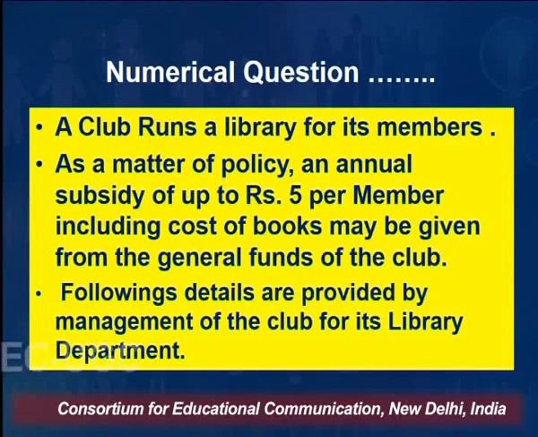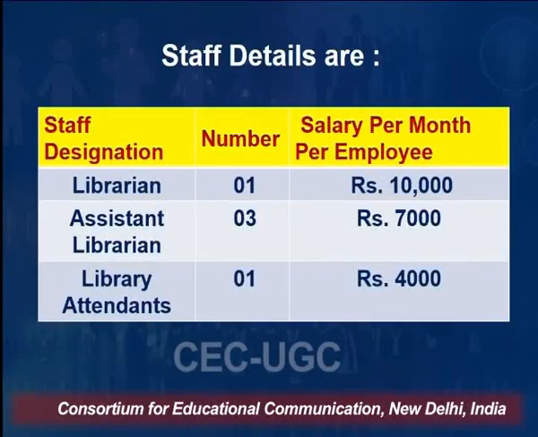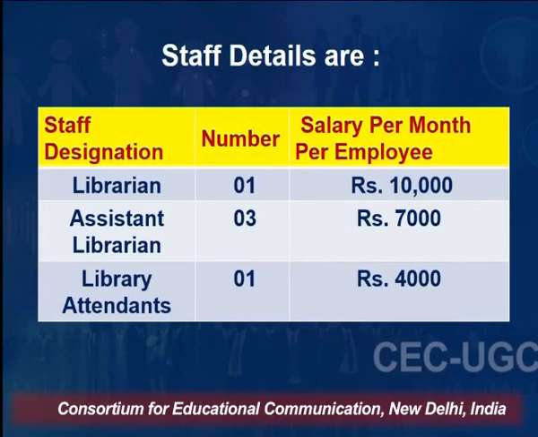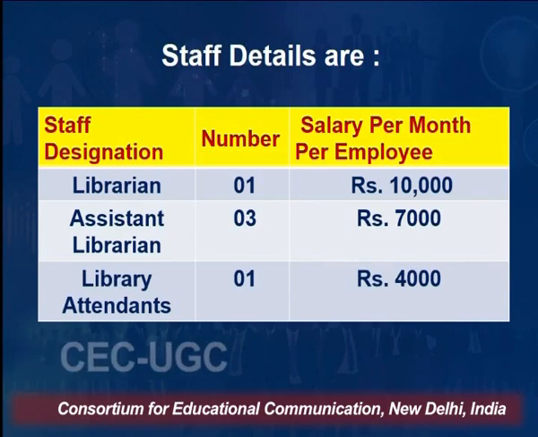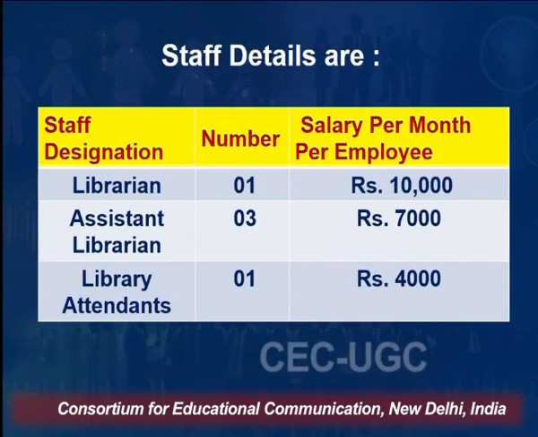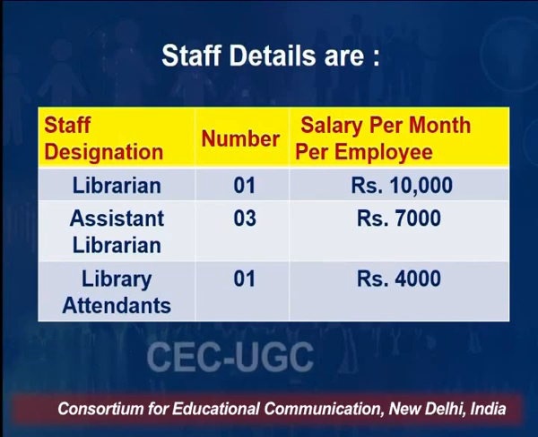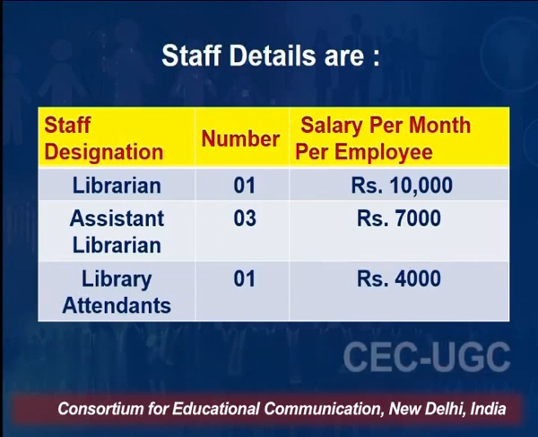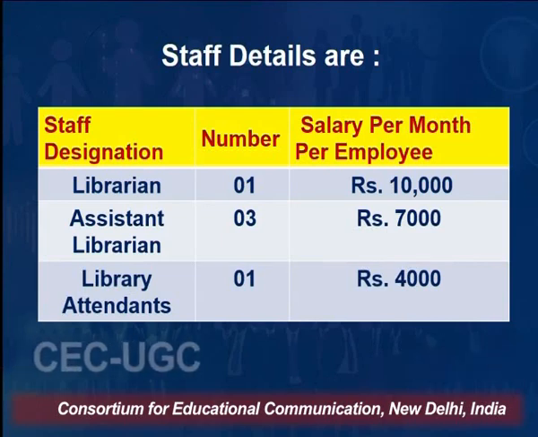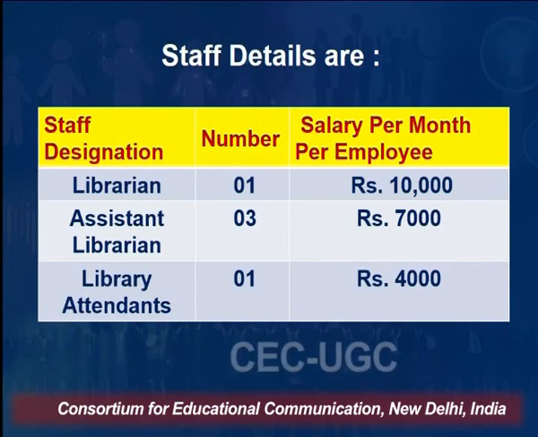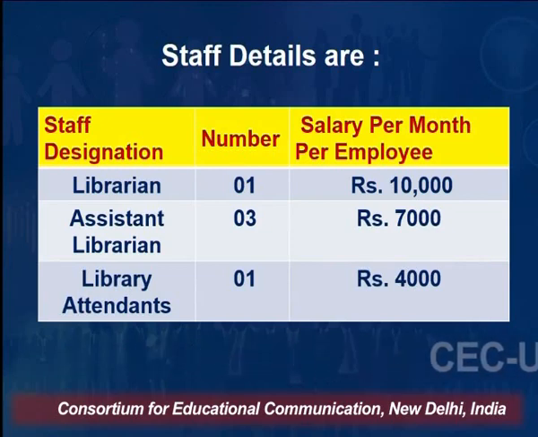And they are offering us certain details regarding how to calculate this cost. They are reporting that they have appointed staff in 3 different designations. There is a post of librarian, assistant librarian, and library attendant. And they have appointed 1 librarian, 3 assistant librarians, and 1 library attendant. They are reporting salary per month per employee: the librarian is paid 10,000 rupees per month, the assistant librarian 7,000 rupees per month, and the library attendant 4,000 rupees per month.